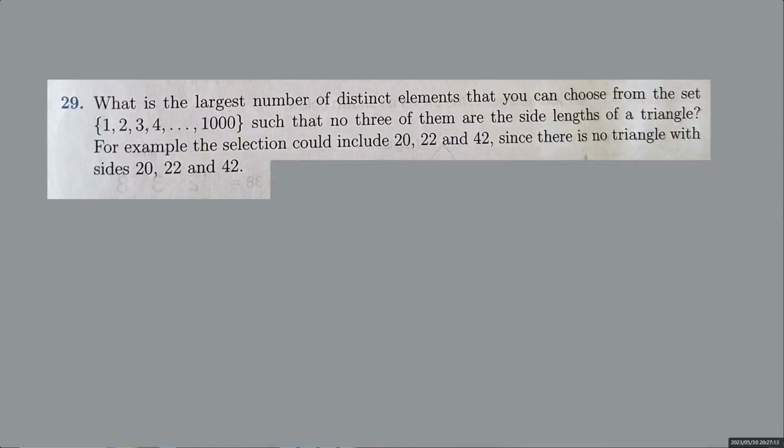Okay, 2 more questions to go. What is the largest number of distinct elements that you can choose from this set such that no 3 of them are the side lengths of a triangle? For example, the selection could include 20, 22, and 42 since there is no triangle with these sides. But why can't we have a triangle with these 3? See, if this one is 42, and this one is 20, and this one is 22.